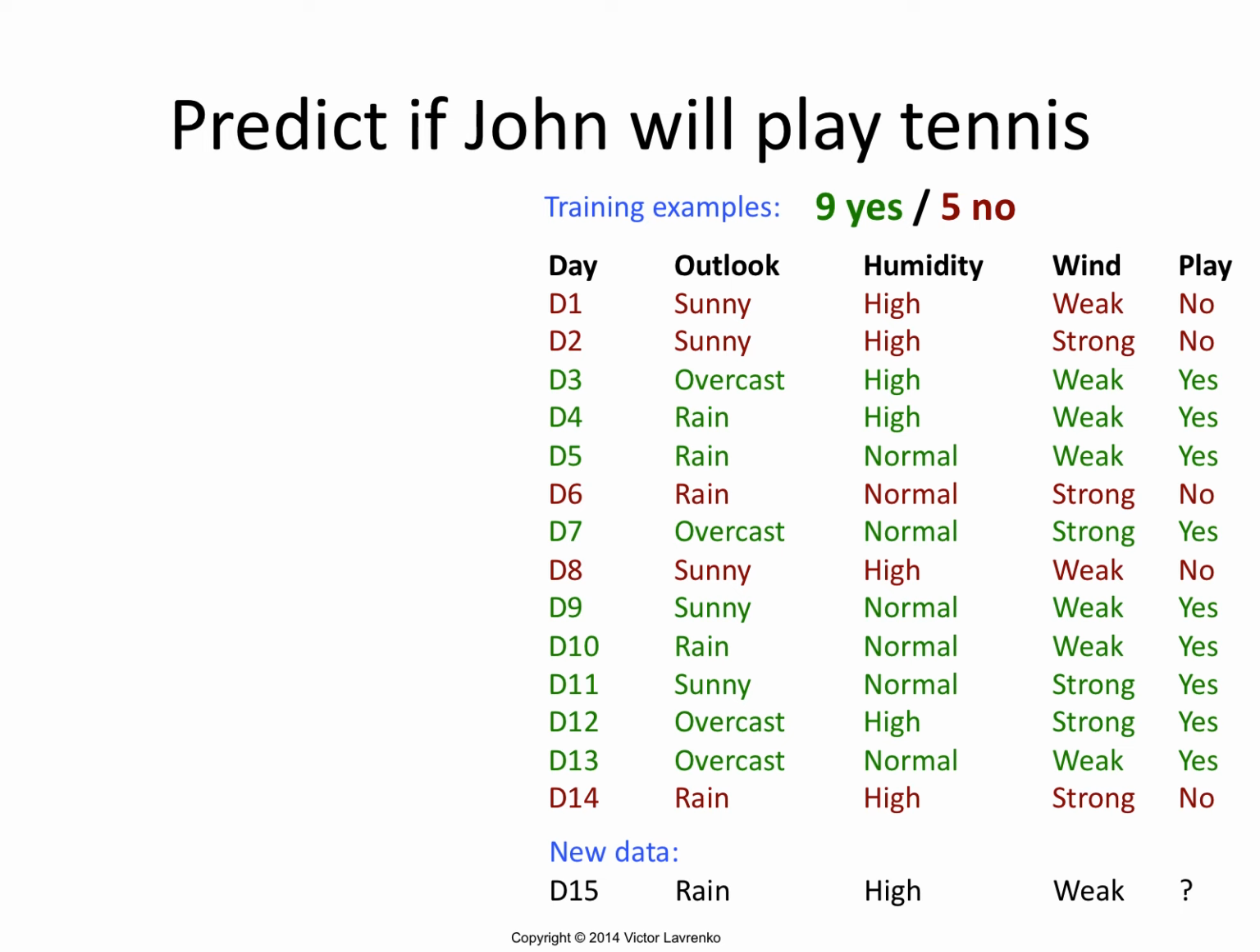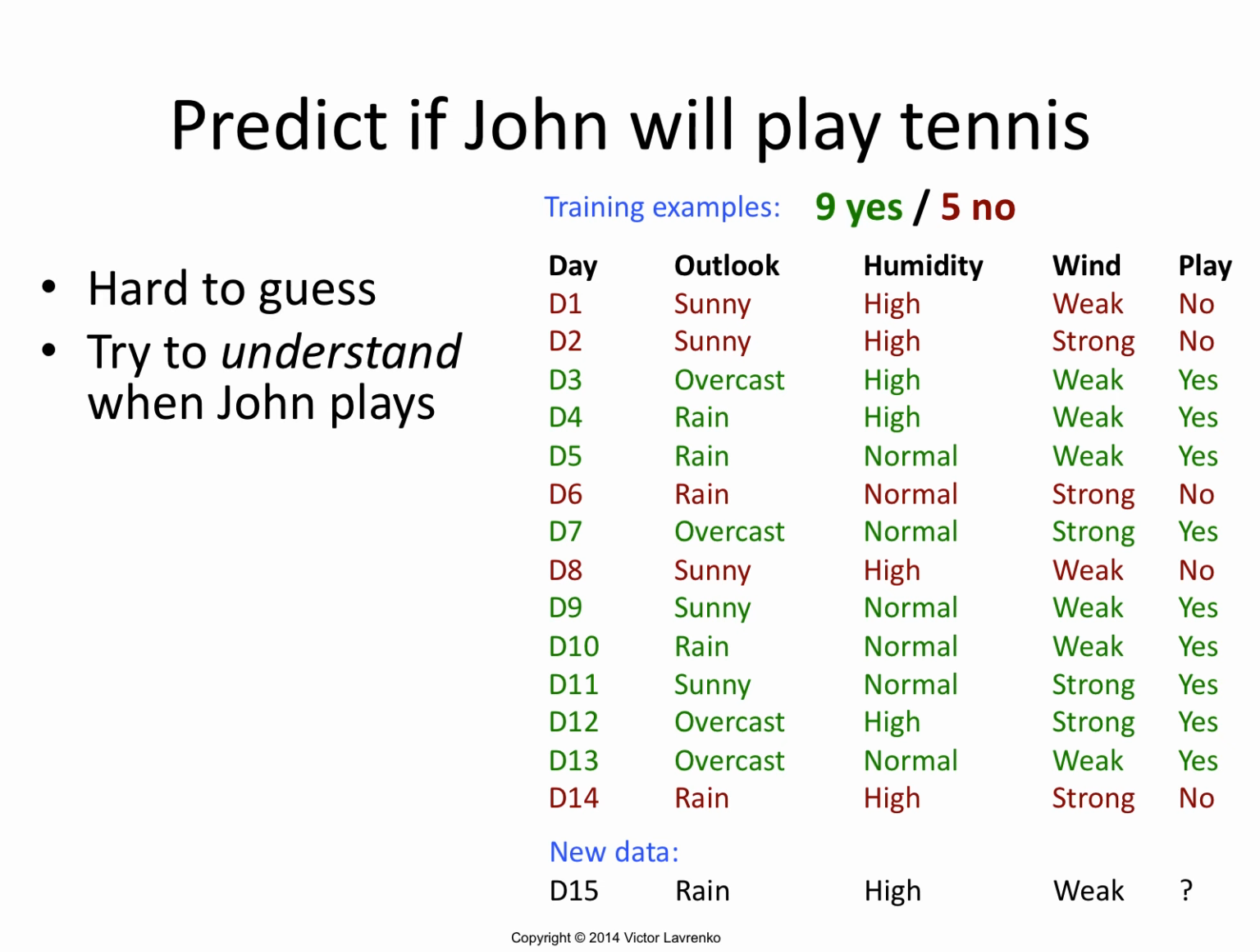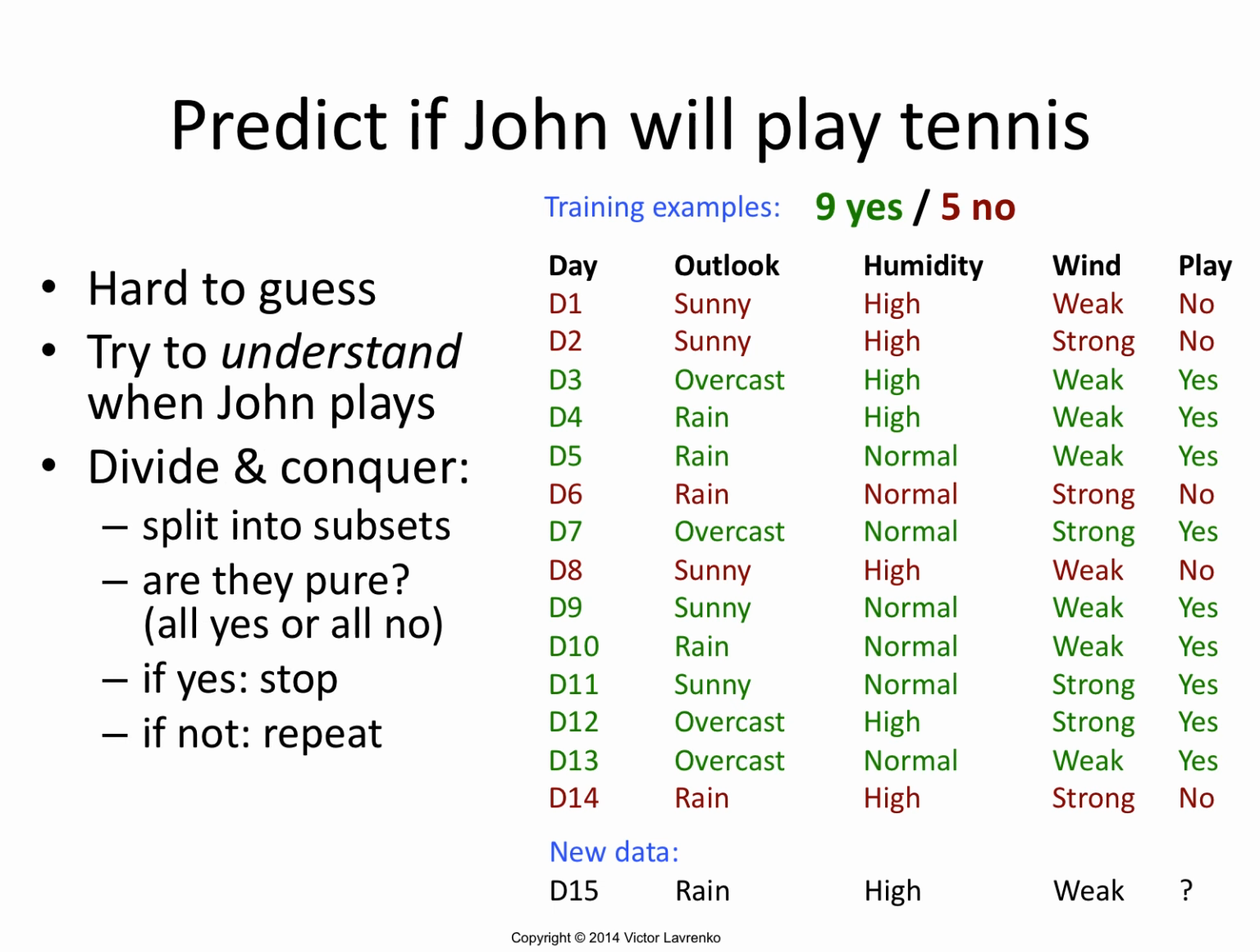But a decision tree is going to try to do it in a slightly different way. It's going to look at these factors and try to figure out how the individual attributes, how the individual factors, affect the chance of John playing or not playing tennis. And it works in a kind of divide and conquer fashion.